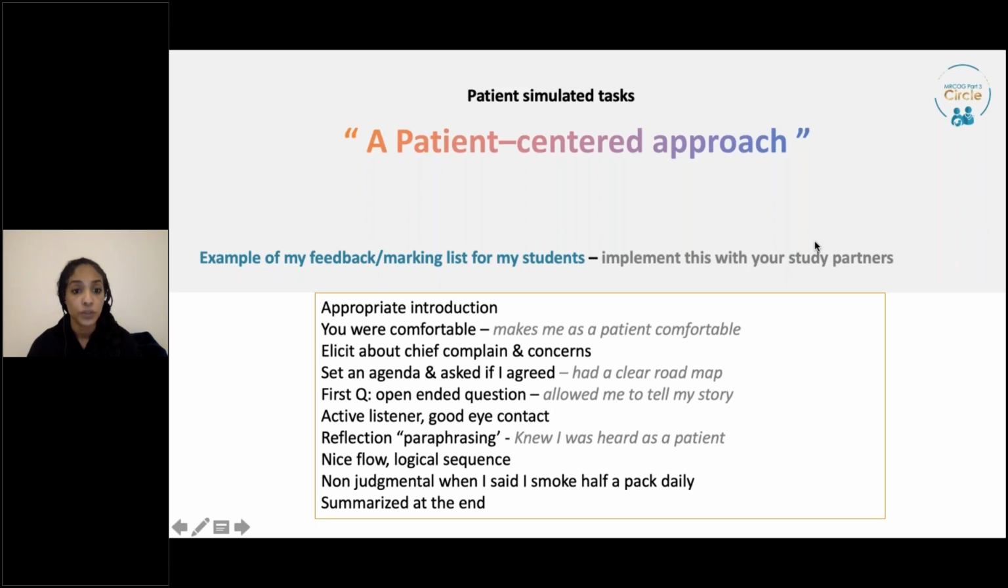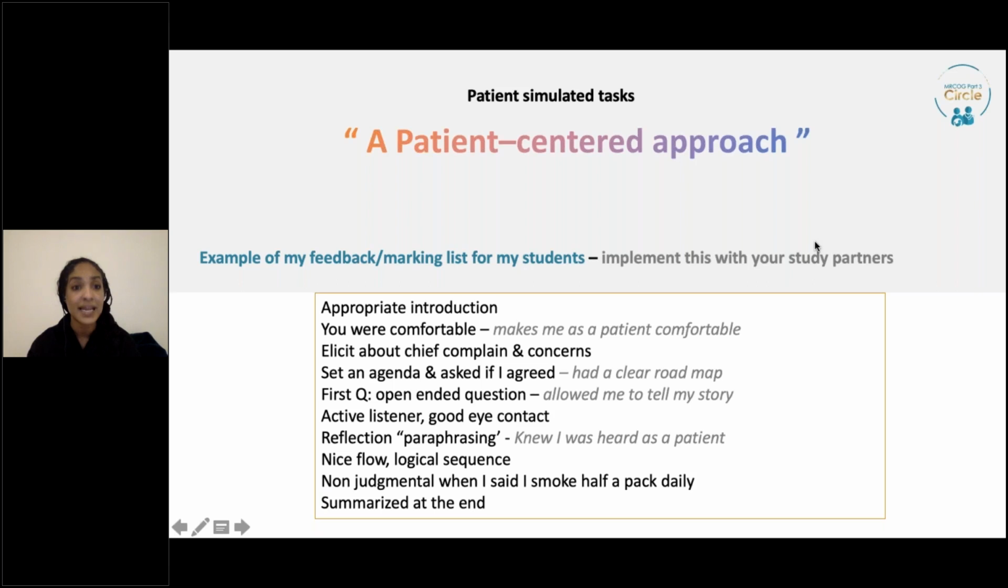You were comfortable. I'll do it, just not to confuse you with words, I'll do it the other way around. Let's say I'm the patient, I'm the examiner, I'm giving you RT feedback, for example. I'll say, okay, RT, you had an appropriate introduction, you were comfortable.